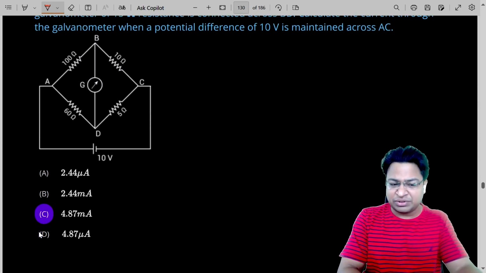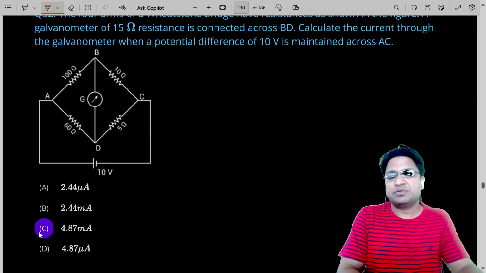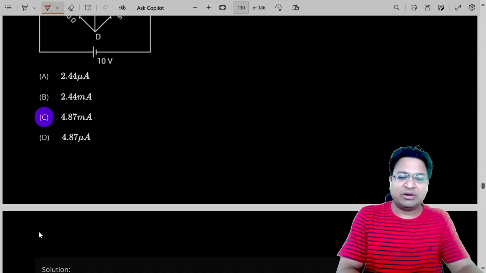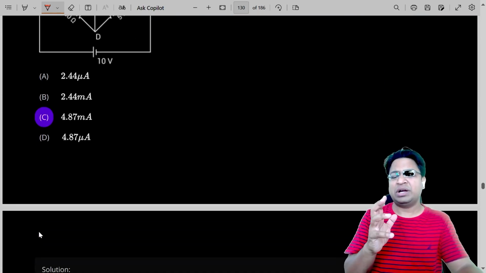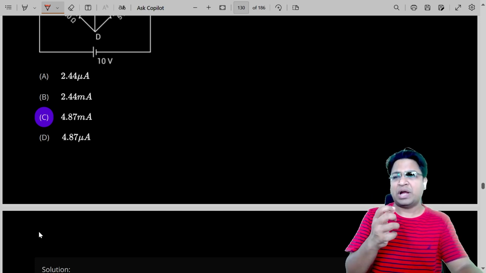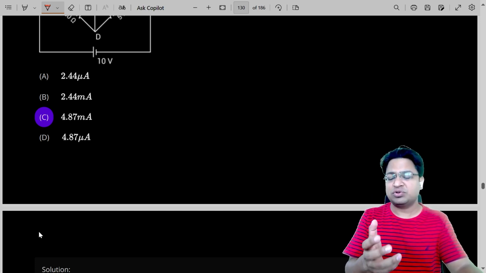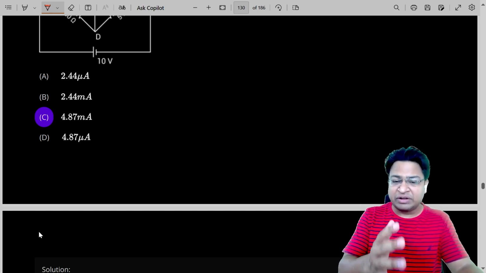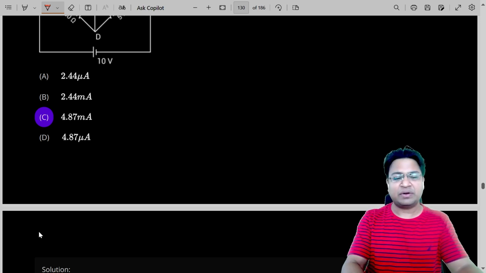So yes, this question was a bit lengthy. An unbalanced Wheatstone bridge will always take some time to solve. All right. The important thing is that you should know how to solve it. You should also be aware that the solution is going to be this long, so that you don't give up midway through the solution thinking that you've committed some error.